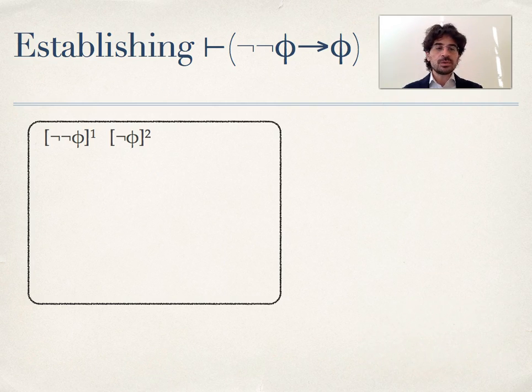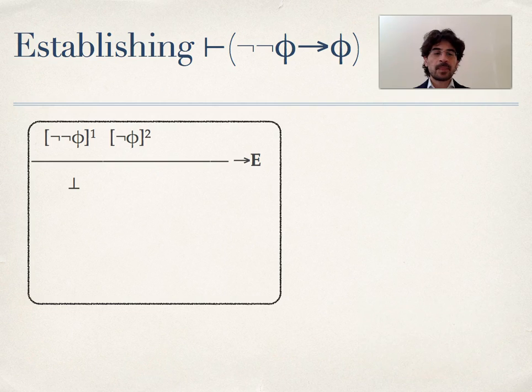First, we assume not not phi. That's the first assumption. We label it 1 and we put it between square brackets. We also assume a second assumption, namely not phi. So this is a simple negation of phi. We put it between square brackets and we again label it 2. From these two assumptions, it follows that the contradiction is the case. This is the symbol with the two lines, one perpendicular to the other.